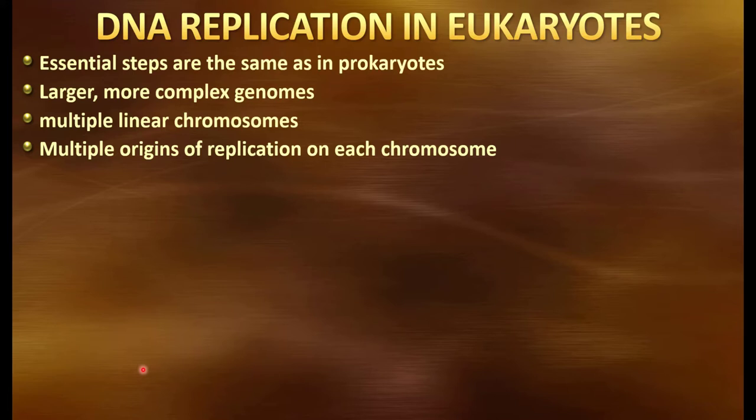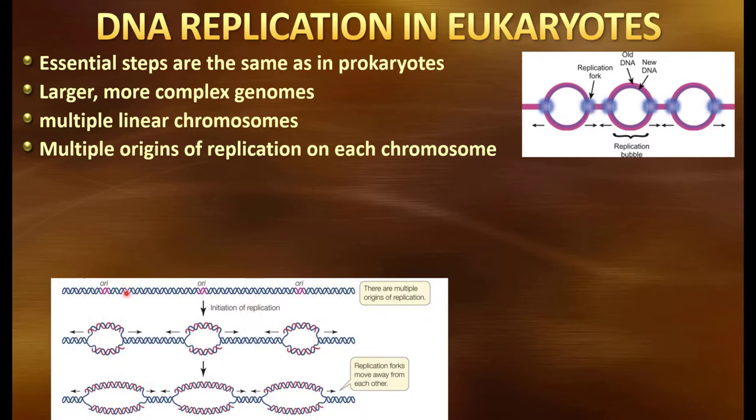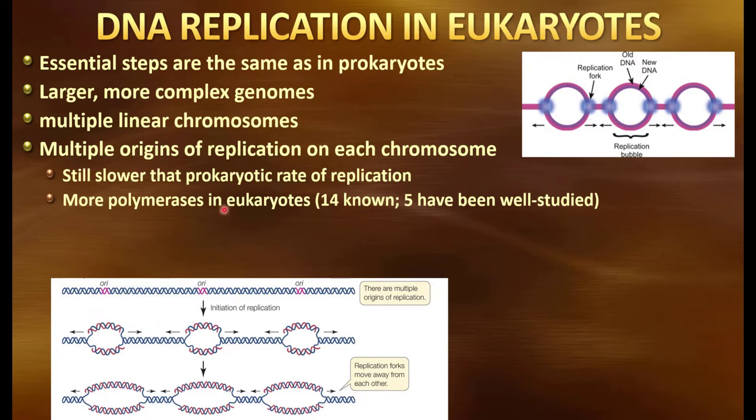Here, we are going to take that linear chromosome and we're going to open it up in lots of different places, not just a single origin. We can see that here, where along the length of this chromosome, we have many different replication bubbles, lots of different replication forks, and they are going to proceed towards one another. And we can also see that down here. Even with all of these multiple origins, the rate of replication in eukaryotic cells is still a lot slower than it is in prokaryotic cells. There's a lot more DNA material to copy.